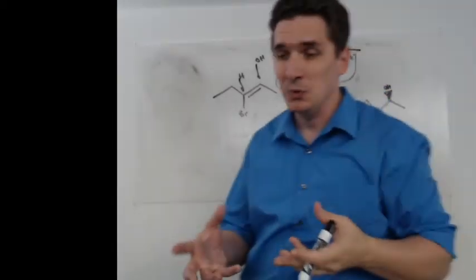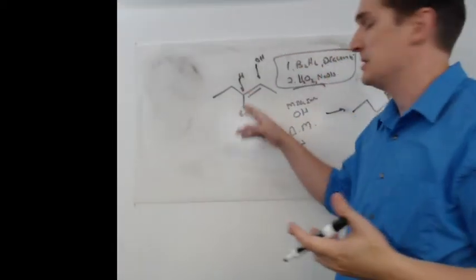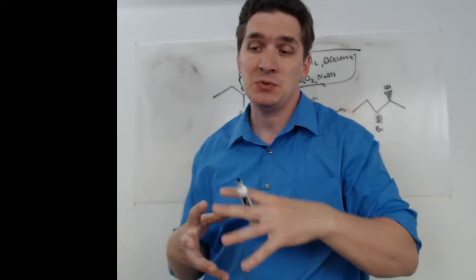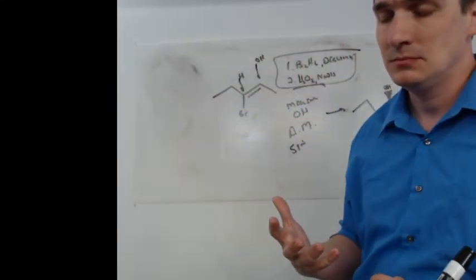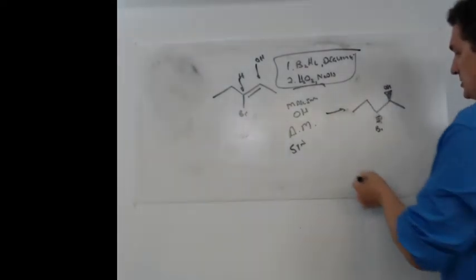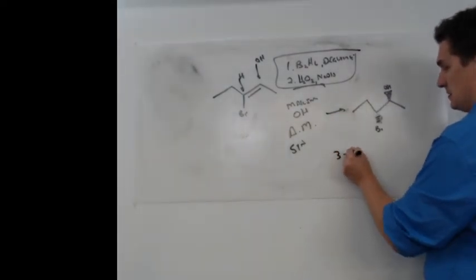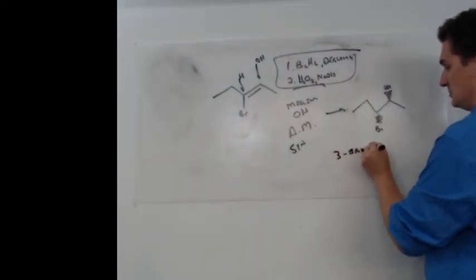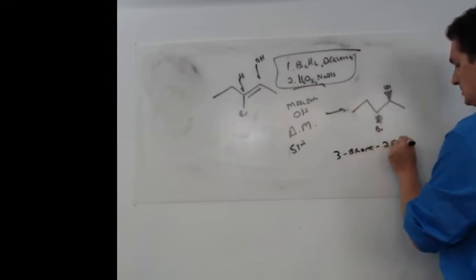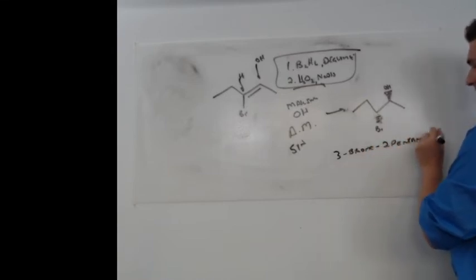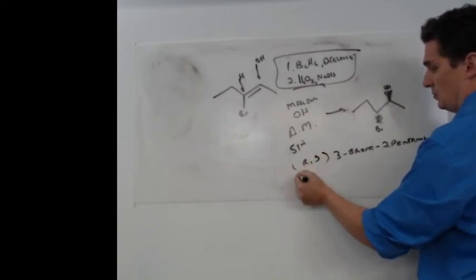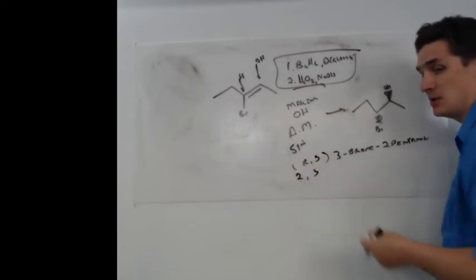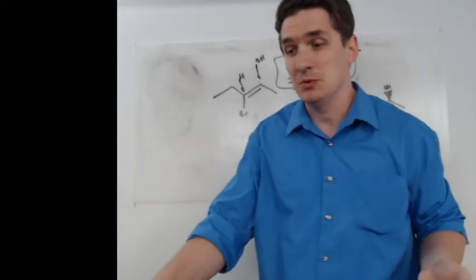Now, we'll actually get both because it can add to either side of this. The big thing here is that if this were a ring, the bromine and the OH would be trans to one another. So this would give us 3 bromo, 2 pentanol, and we would have to do the RS here for whatever the 2, 3 positions are, but that's how you would work it.